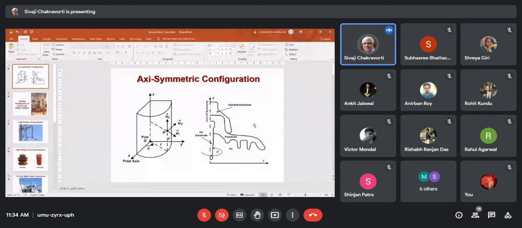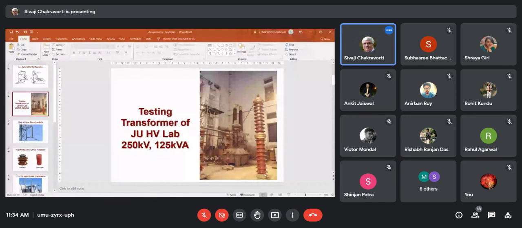I will show you now because that will clear your conception. This is our high voltage lab. If you visit, you will see that we have a high voltage capacitor. This is a 250 kV capacitor along with a transformer. This vertical one is the capacitor. Now, if you look at it, and then if you imagine that I cut this vertical capacitor by a vertical plane at different theta, the configuration remains the same. Isn't it? So it's an axisymmetric system.